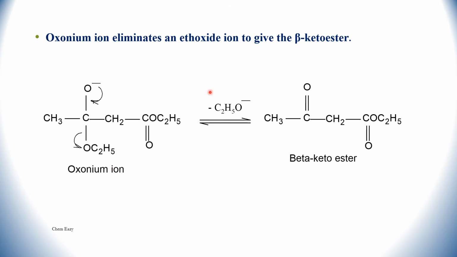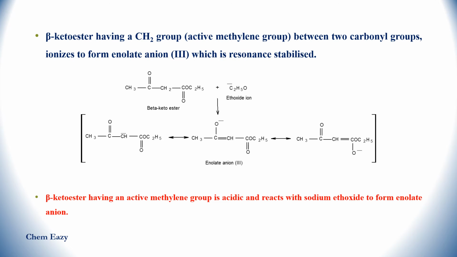So here it is shown C2H5O minus, ethoxide ion, eliminated, so that this will become a carbon double bond O keto group. So here you can see this is a beta keto ester. This is the alpha carbon, this one is the beta carbon, and the beta keto ester is produced here. In step 3, beta keto ester is produced.